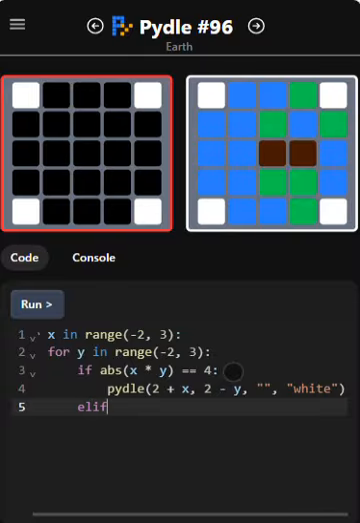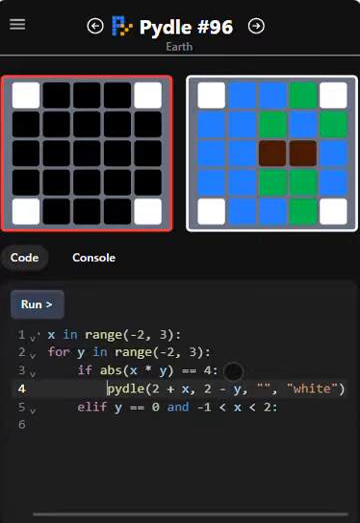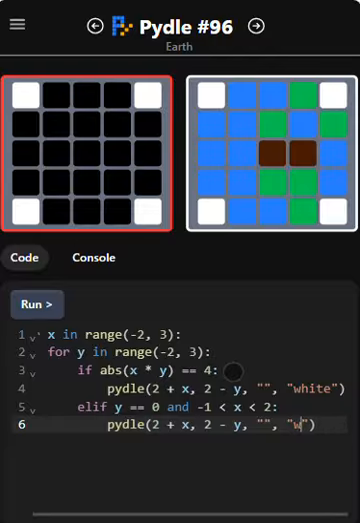Okay, next easiest would be the two brown pixels, and they are located on y equals 0 and between minus 1 less than x less than 2. And they are brown. Okay, that fills in the brown pixels.